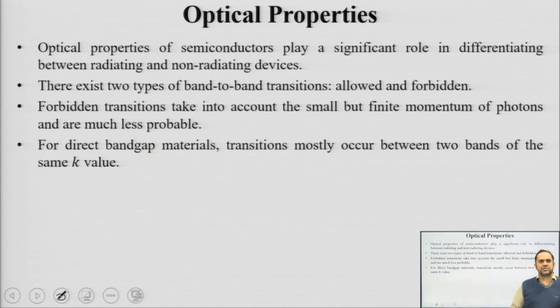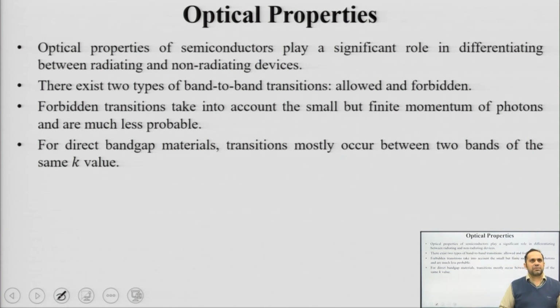They help you differentiate whether the semiconductor is going to be radiating or non-radiating, whether it is going to emit light or just dissipate heat. There are two types of band to band transitions. When we talk about band to band transitions, we mean either the valence to conduction band transition or the conduction to valence band transition. For radiation properties, we are more interested in the opposite, when carriers move from the conduction to the valence band. The amount of energy they release is equal to the energy band gap.